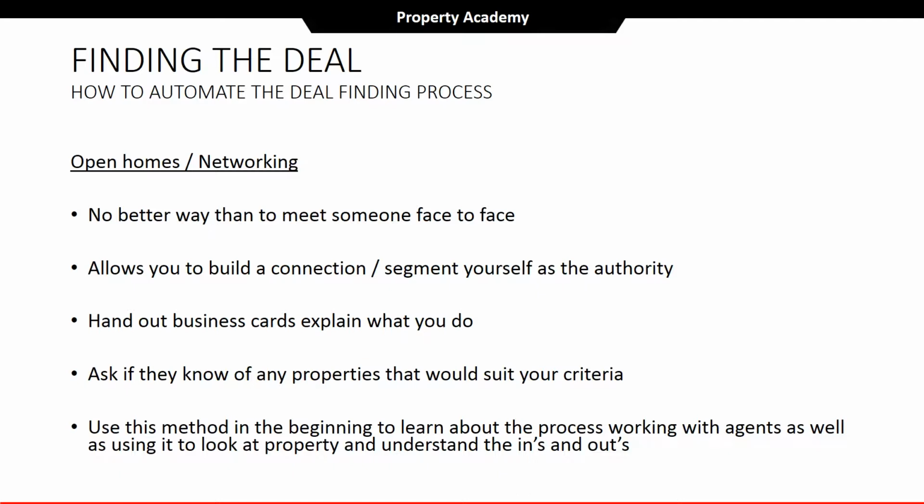I want you guys to use this method in the beginning to learn about the process of working with agents, as well as to look at property, understand the ins and outs, and get the real estate agent to guide you through the process when you're looking at properties. And again, you can automate this as well. Once you have a deal or two under your belt, you can outsource this open home networking to someone else who goes out, looks at all these different properties and reports back on your behalf.